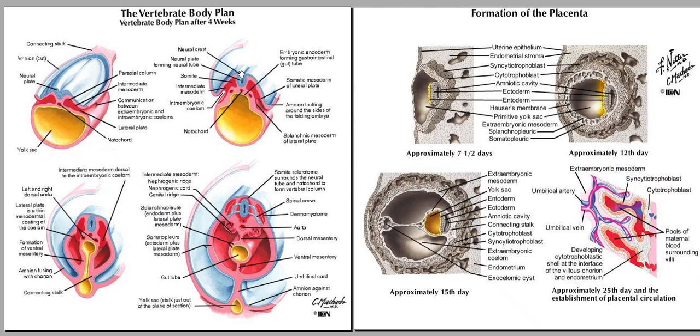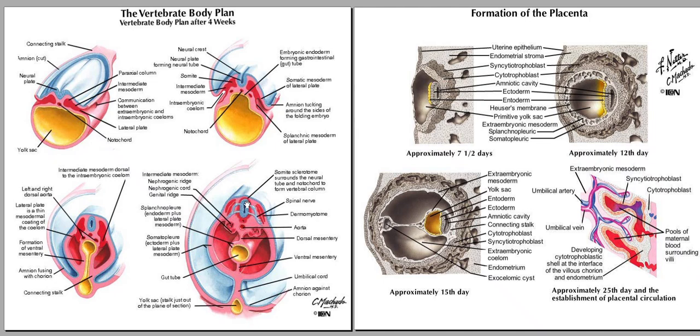Yeah, neural crest cells are the ones over here. Neural plate forming neural tube. Somites, of course, paraxial mesoderm, intermediate, lateral plate, notochord, endoderm forming the gut tube. Somatic mesoderm, splanchnic mesoderm too. And this is the amnion, tagging around the sides of the foldings of the embryo.